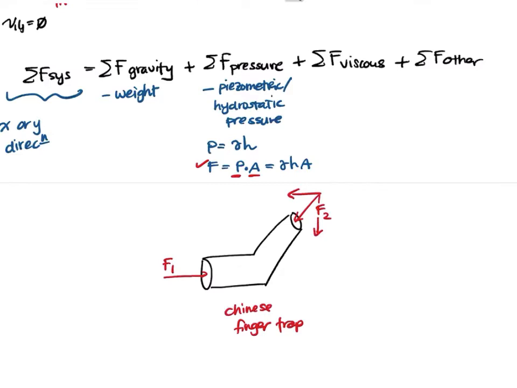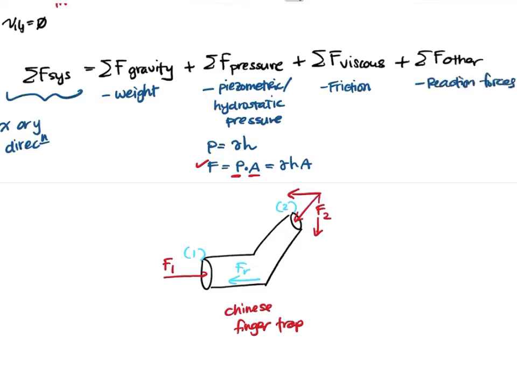Okay, viscous effects would be if you have any forces due to friction. Of course, if you have flow going into the pipe and it's moving from 1 to 2, then your friction force would be going in the opposite direction here, something like that. And then other, this is usually what you're solving for, not always, but usually this would be your reaction forces.